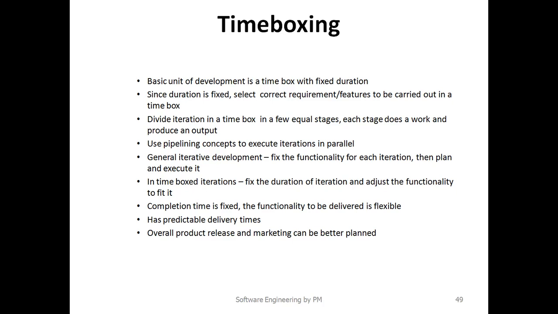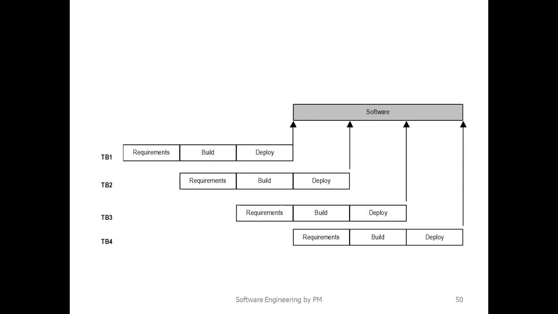Now, in this model, the basic unit of development is a time box. Look at this picture here. This is a time box. This time box has 3 phases, 3 activities; as an example, I have taken a requirement activity, a build activity, and a deployment activity. Let us take this as time box 1, and it takes a total of T time.